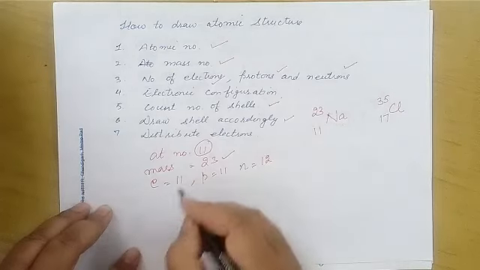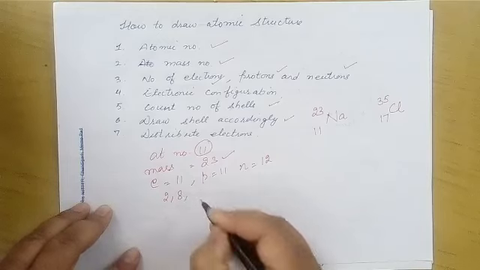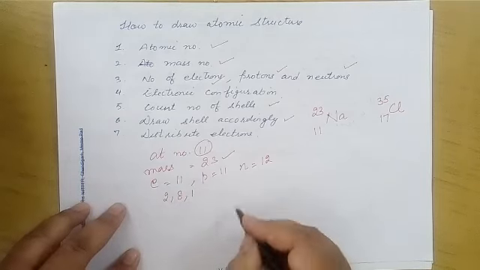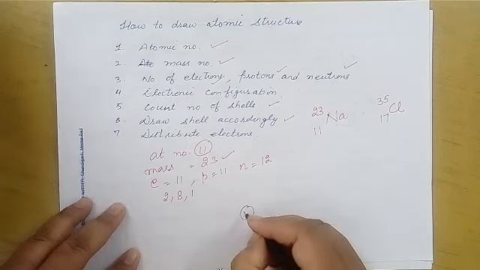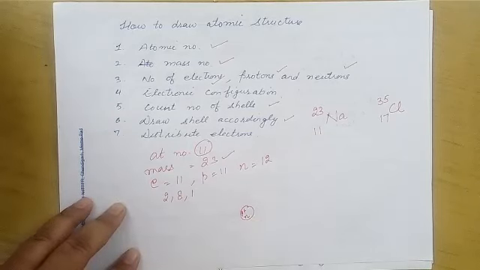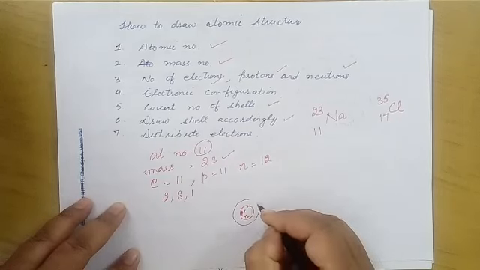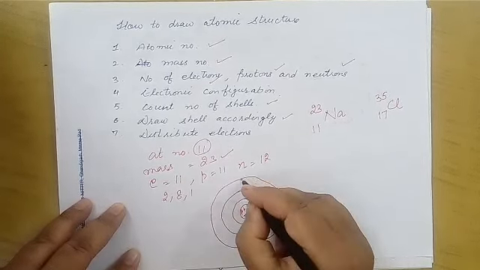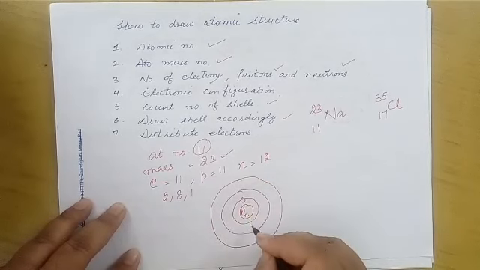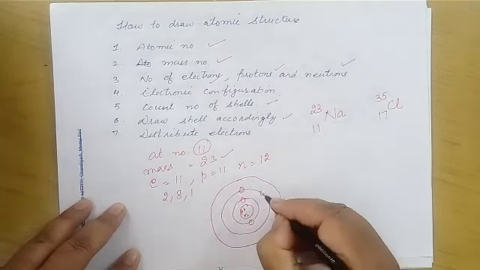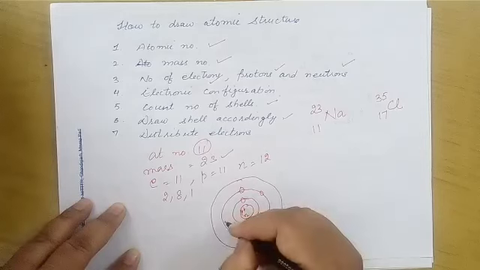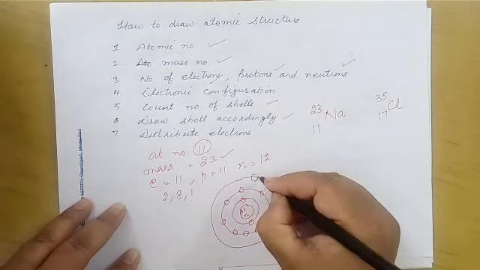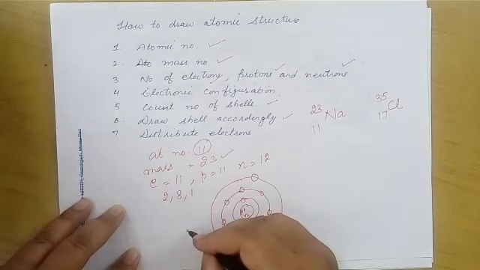Electronic configuration: 2 in the first shell, 8 in the next and 1 in the outermost shell. So we need 3 shells to distribute the electrons. This one is the nucleus, filled with protons and neutrons. 3 shells for sodium. In the first shell, 2 electrons, in the second shell, the number of electrons is 8. And in the last shell, the outermost shell, the number of electrons is 1. This is the atomic structure of sodium.